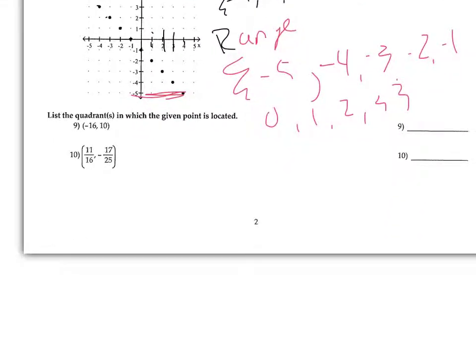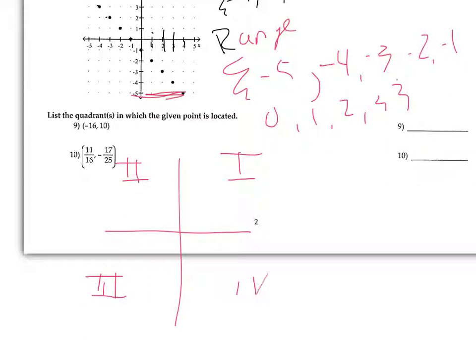Now, if we're thinking about which quadrants these points are in, this is the first quadrant, this is the second, this is the third, and this is the fourth. So this one, if we have a negative x and a positive y, negative x we're going here, right, negative 16, positive y we're going 10 this way, which means this number 9, this point, negative 16, 10, is in the second quadrant. The second one, we're going in a positive x direction, 11/16, then we're going in a negative y direction, 17/25. We're down here, that's in the fourth quadrant.